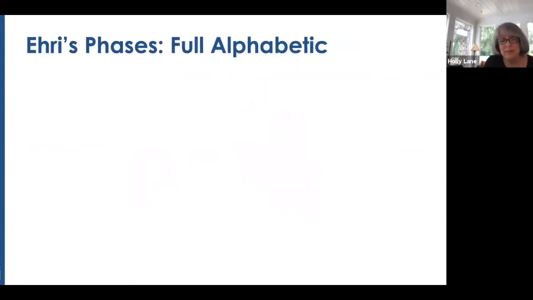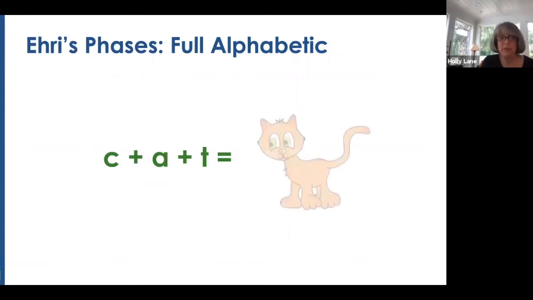The next phase is what's called the full alphabetic phase. This is true decoding. This is when I look at every letter in the word and combine the sounds associated with those letters to get a word.